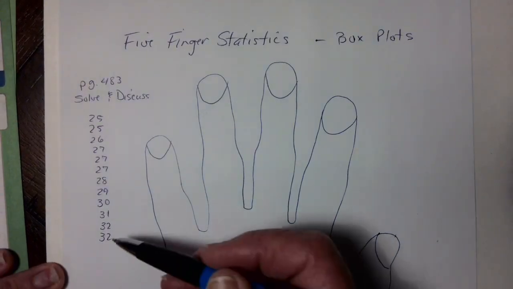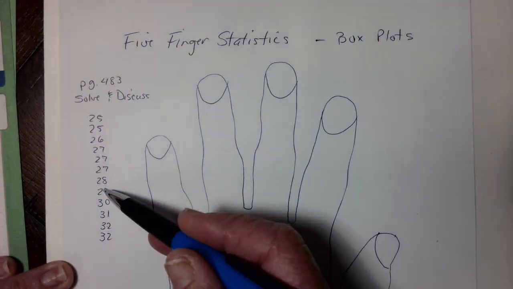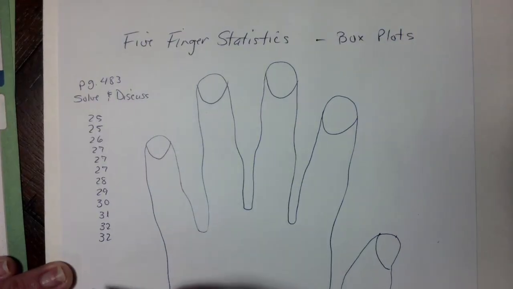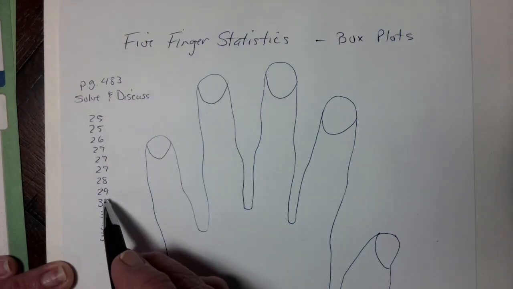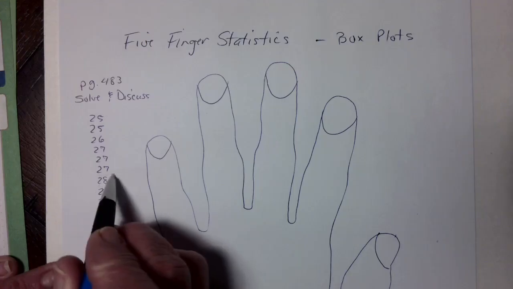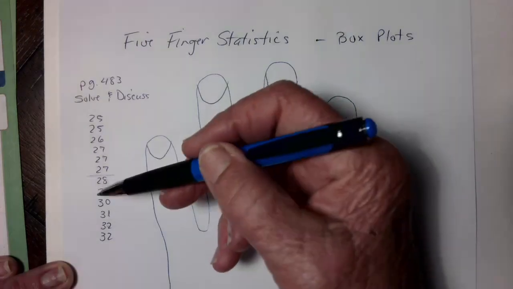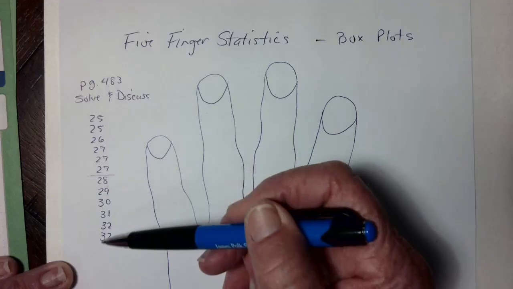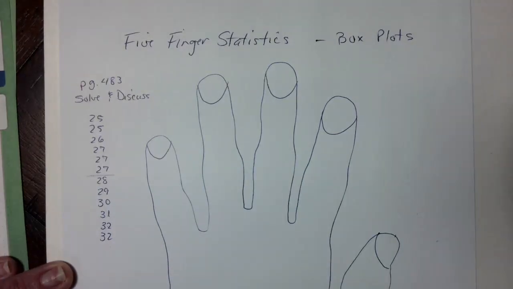Let's count it. 1, 2, 3, 4, 5, 6, 7, 8, 9, 10, 11, 12. So that means 6 and 6. 1, 2, 3, 4, 5, 6. So right in there, this is the lower half of the data. This is the upper half of the data. Okay? Well, there's 5 things you need to know to build a box plot.